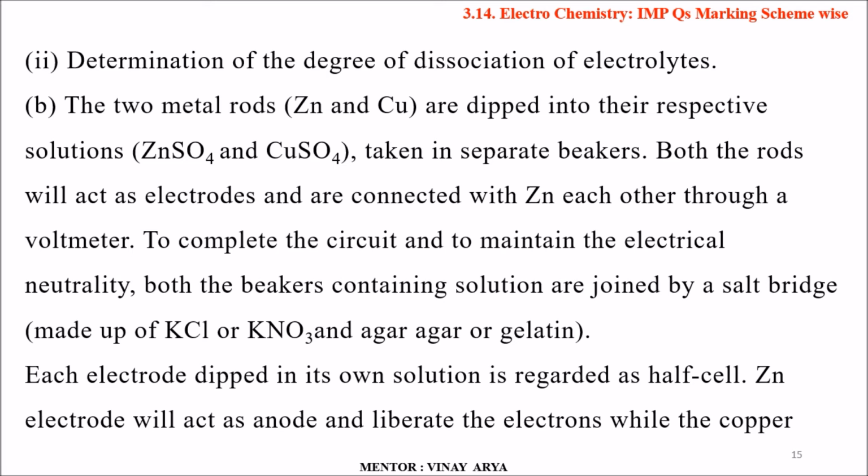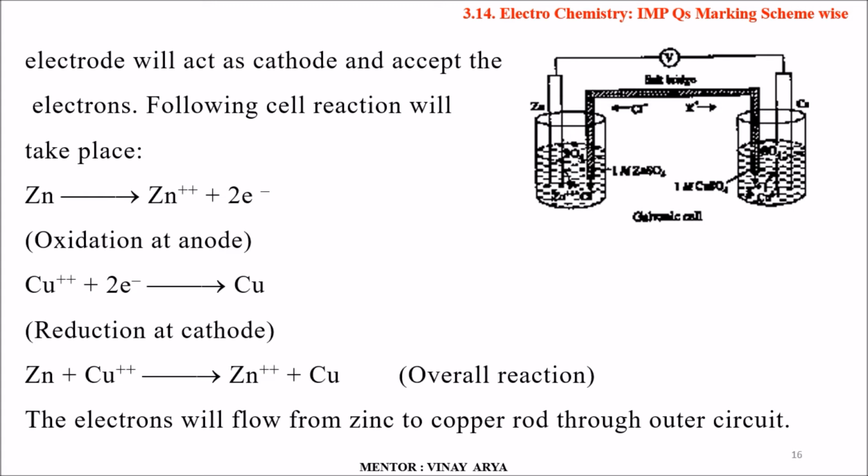Zinc electrode will act as anode and liberate the electrons, while the copper electrode will act as cathode and accept the electrons. The following chemical reaction will take place. Zinc will release 2 electrons and will form zinc ion. Students, this reaction is the oxidation at anode, because zinc is a more reactive metal, so immediately it will lose electrons, while the copper ion will take electrons. This copper ion is from the copper sulfate solution. They will take up 2 electrons and will form copper, which is a neutral metal, and will be deposited over it. This is the reduction at cathode.